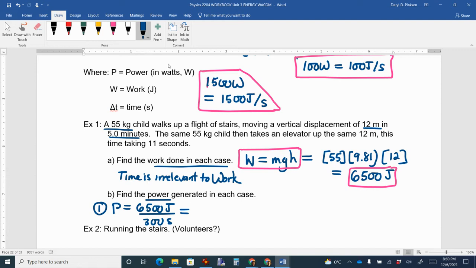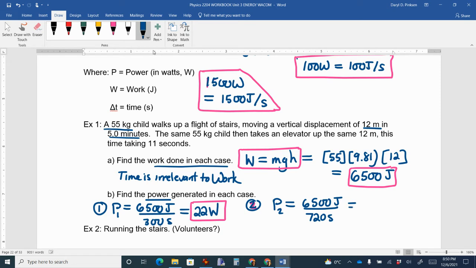6,500 divided by 300, and we get 22 watts. So this person had as much power as a 22-watt light bulb running up those stairs. In the second scenario, the exact same amount of work was done. Call this P1, P2. It's the exact same amount of work. It's mgh.